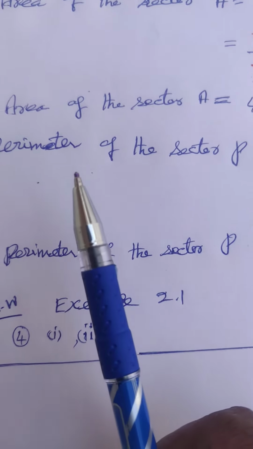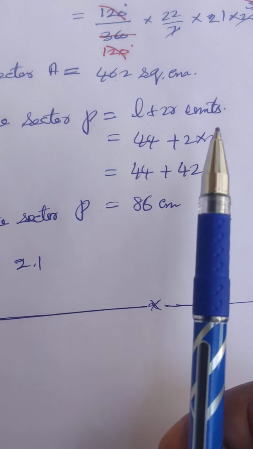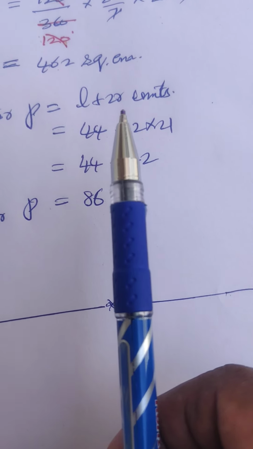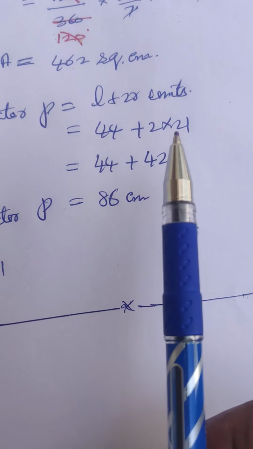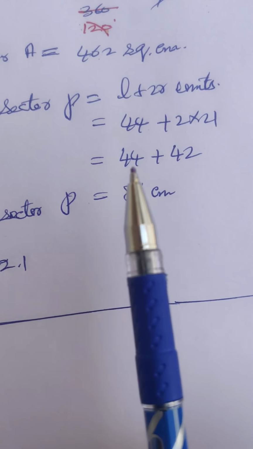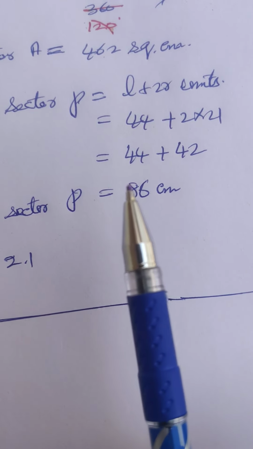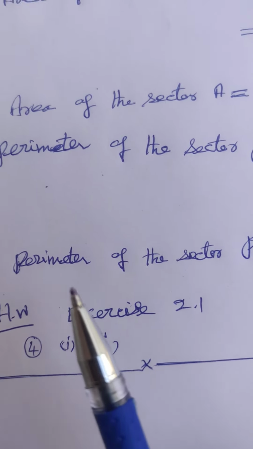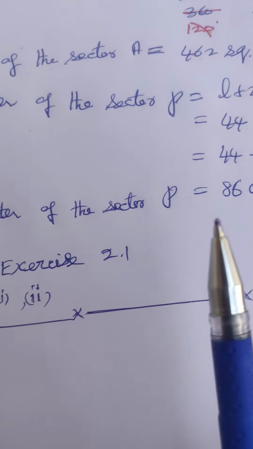The third one is perimeter of the sector P equal to L plus 2R units. L is 44 plus 2 into R is 21. So 21 twos are 42. So 44 plus 42. Perimeter of the sector P equal to 86 centimeter.